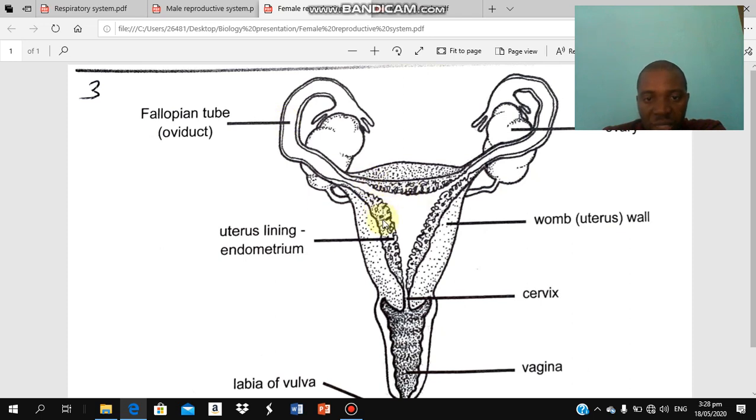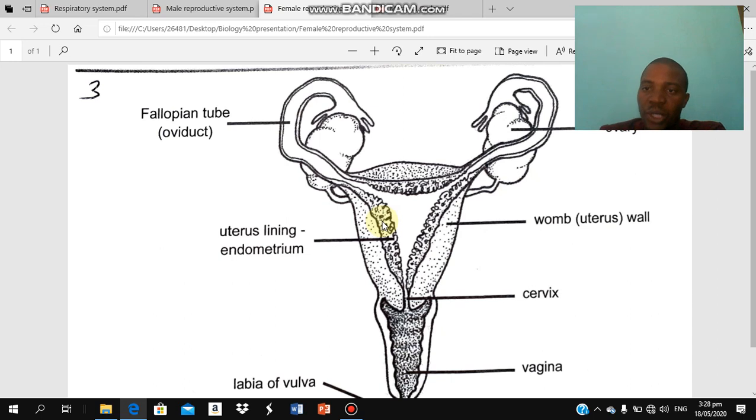Now we have the uterus lining. What is the function of the uterus lining? It is where implantation takes place. It is where the fertilized egg fixes itself. The fertilized egg, the zygote, fixes itself in the uterus lining, and once the zygote has fixed itself in the uterus lining, the process is known as implantation.